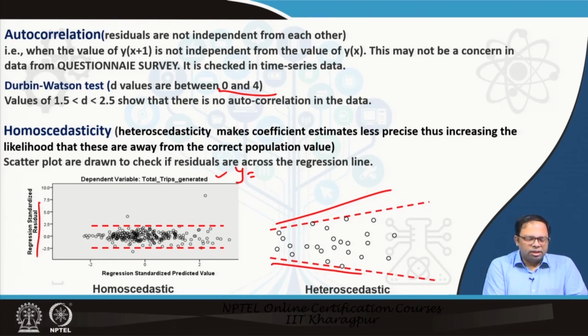And once the residuals are plotted, this looks like this, which looks like the data is homoscedastic, whereas this data set looks heteroscedastic, which is less precise, that is spread out, and that is where we need to be careful, and we may need to check the regression again.